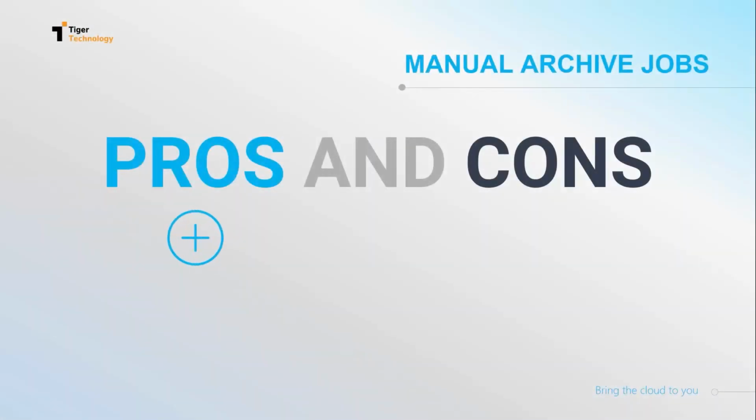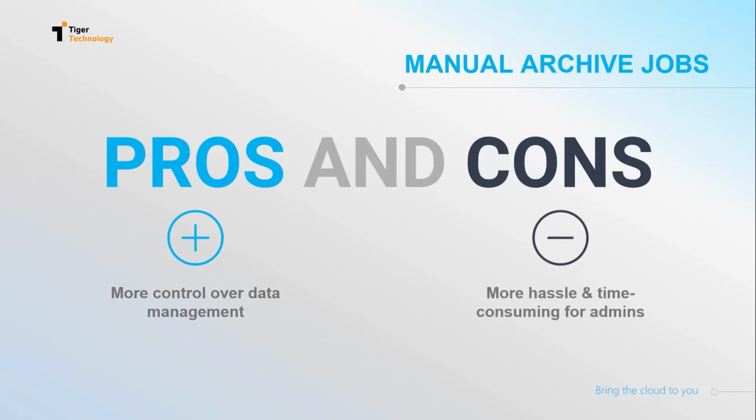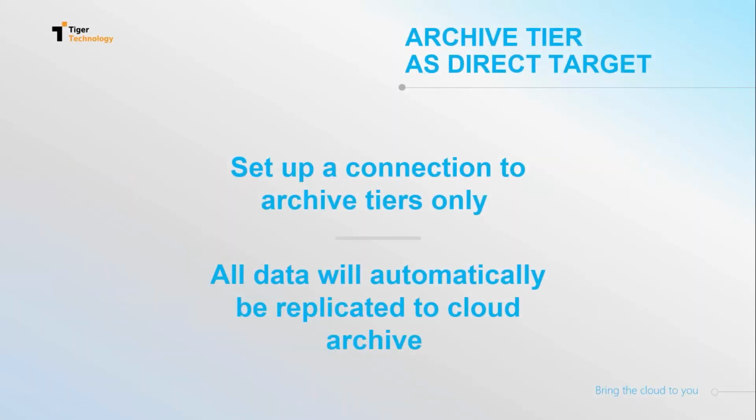This method enables you to have more control over your data management. However, it involves more hassle and is time-consuming for admins. Our third method for archiving is by setting the archive tier as a direct target. This way, all the replicated data goes directly to the cloud archive.